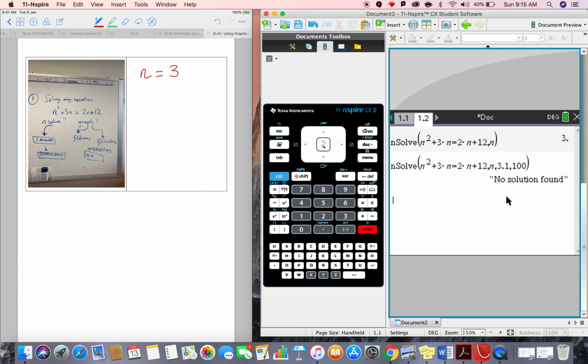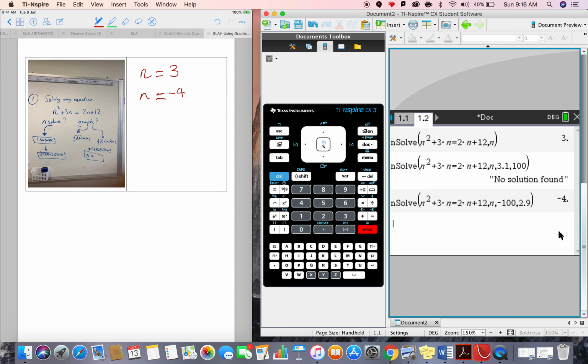So maybe there's a solution before 3, so let's go grab that back down. And so now let's search for a solution between negative 100, comma, and 2.9. Okay, and it's found the second solution, which is n equals negative 4.